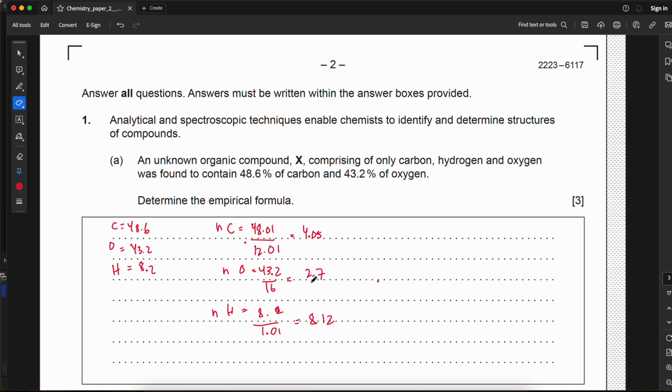Okay, to find the empirical formula for this unknown organic compound, we cannot use these decimal points, so we divide by the smallest number. So 4.05 divided by 2.7 you will get 1.5, and 8.12 divided by 2.7 you will get 3. Again it is a decimal, so we just multiply everything by 2. So C will be 3, H will be 6, 3 times 2, and then O will be 2.